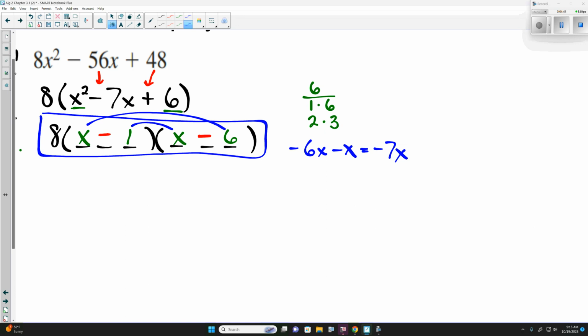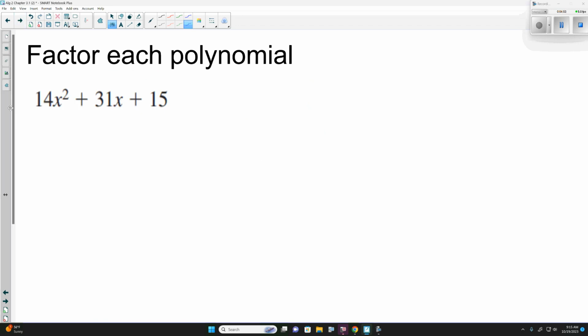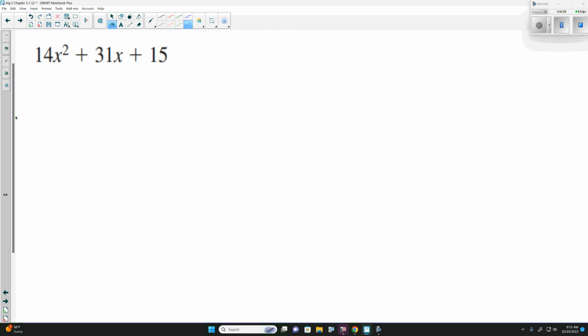Questions on this here? Questions on any of this so far? Be ready for the next one. Factor each polynomial. So we're going to factor this quadratic, 14x squared plus 31x plus 15. Is there a greatest common factor? 31, I do not remember off the top of my head, but there's a good chance 31 is prime. Yes, 31 is prime, so it wouldn't have factors besides 1 and 31, so there are no greatest common factors.